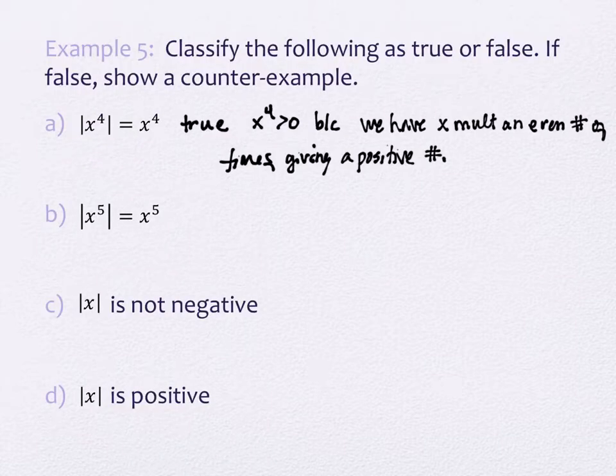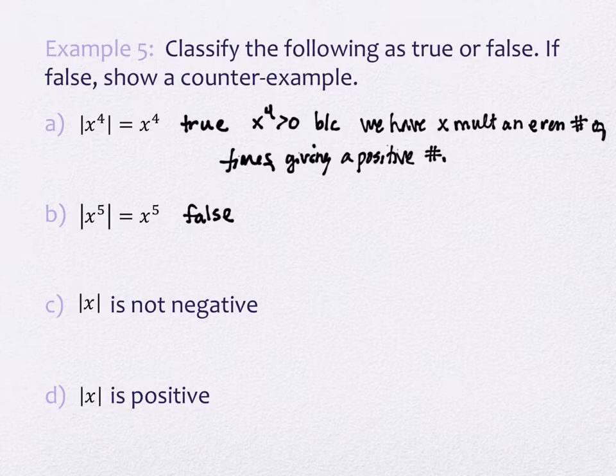Now, I didn't ask for an explanation, but I'm going to jot it down so that we can remember later. What happens on part B? True or false? Sometimes true. Sometimes true, which means it's sometimes false. Okay, so if it's sometimes false, we're going to count it as false, and we're going to show an example where it doesn't work. So it is sometimes false.